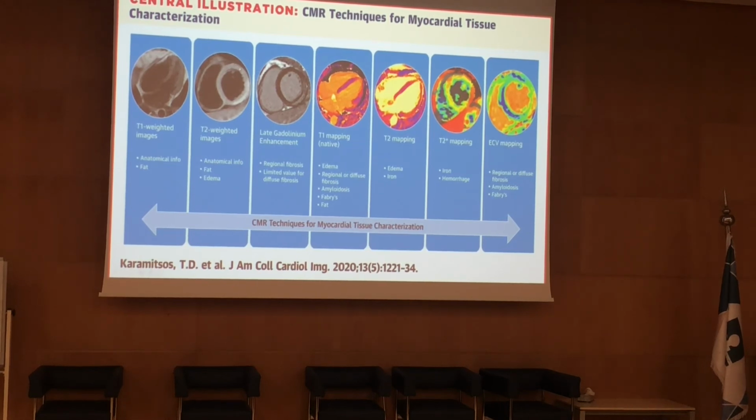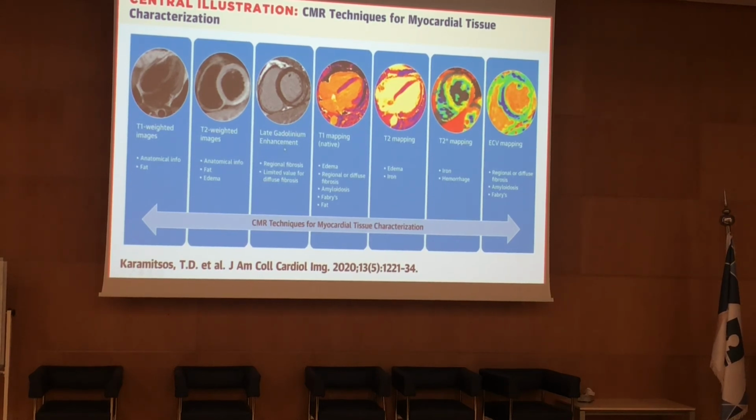And T2, we see also anatomy. This is short axis. This one is the left ventricle. This one is the right ventricle. And you see the anatomy as well as fat. The most important thing in T2 in MRI is edema, seeing the inflammation, or looking for any acute events like myocardial infarction. Late gadolinium enhancement, probably the most important sequence in MRI.